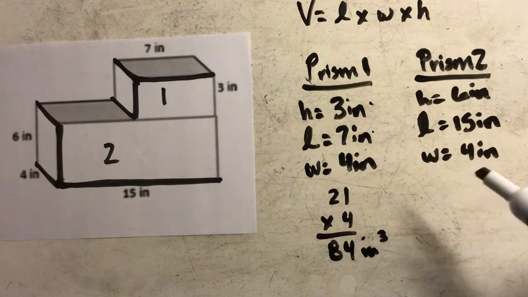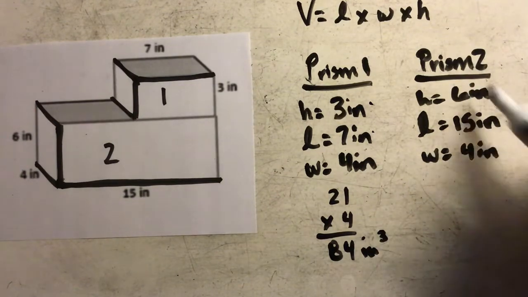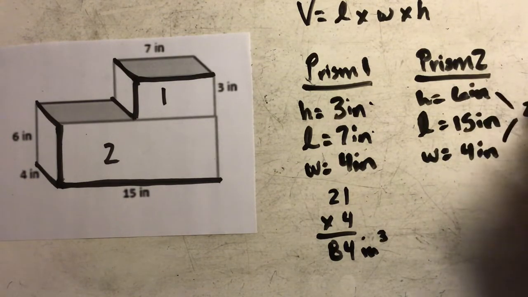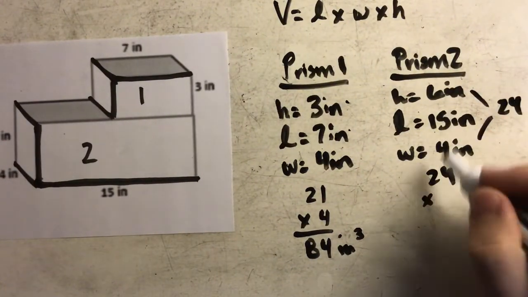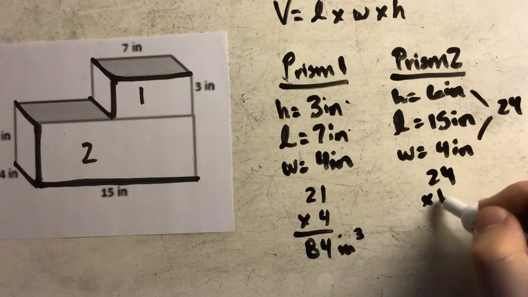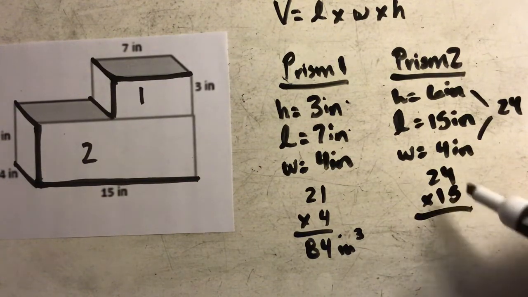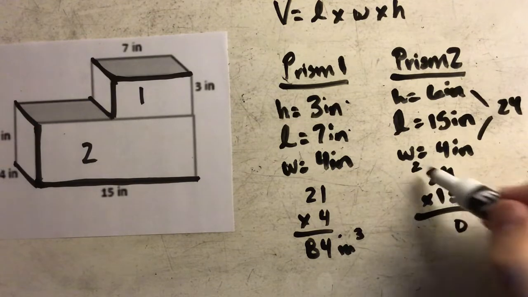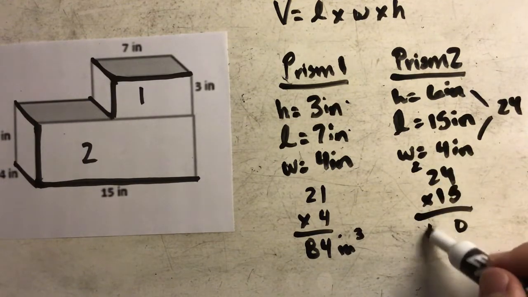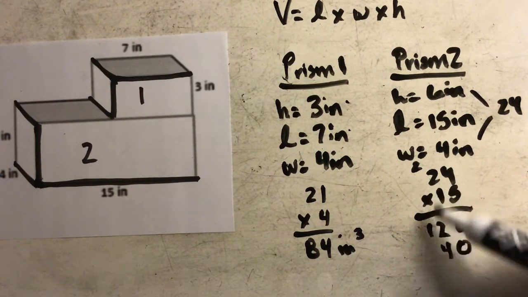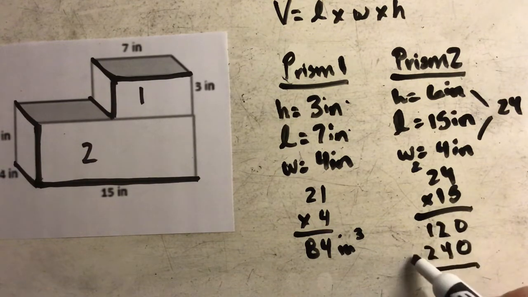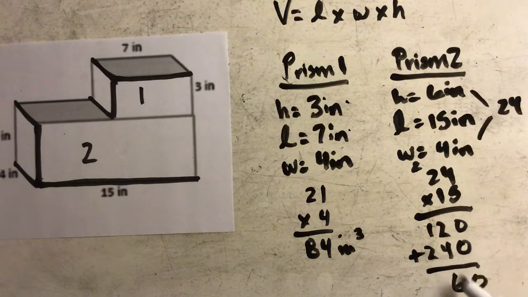For this prism over here, 6 times 4, let's multiply these two together to give me 24. And then 24 times my leftover length is 15. So 24 times 15, 5 times 4 is 20. 5 times 2 is 10 plus 2 is 12. Bring my 0 placeholder, 1 times 4 is 4, and 1 times 2 is 2. When I add those together, I come up with 360 cubic inches.